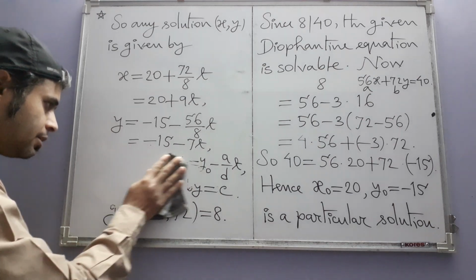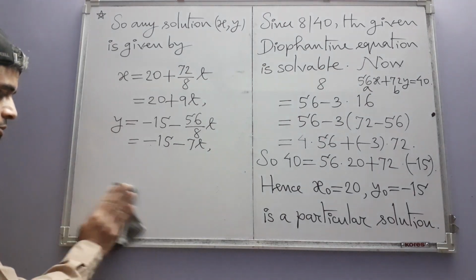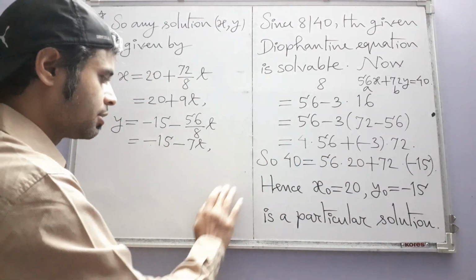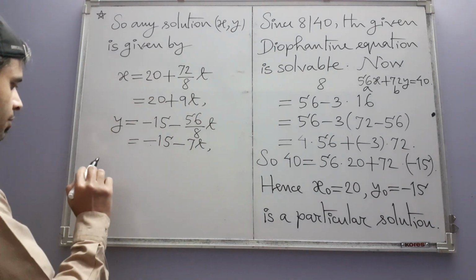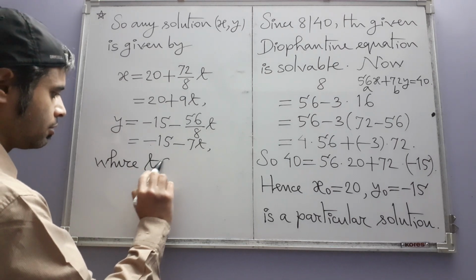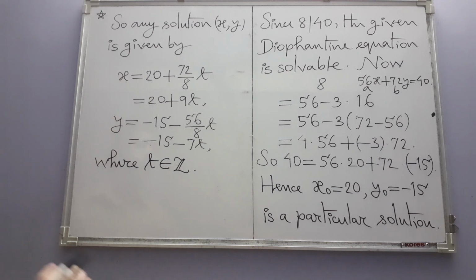In fact, varying t, you are going to get all the solutions, and one of those solutions is this one, which you get for the choice t equal to 0, where t varies over the set of integers. So that is part A.